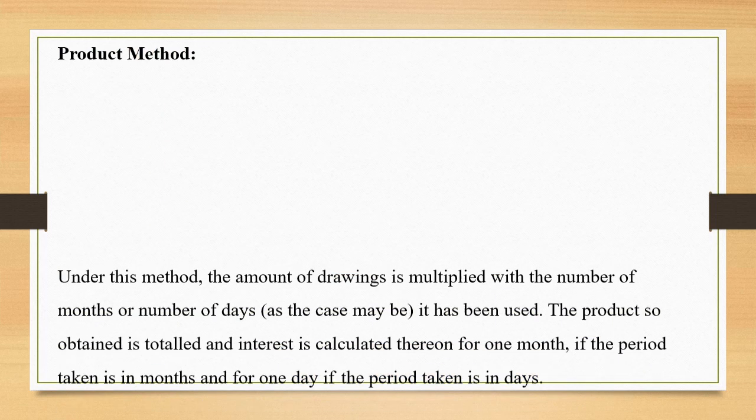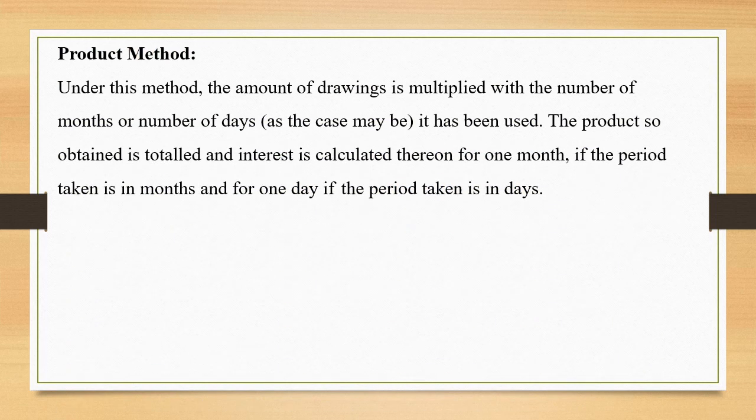Product method. Under this method, the amount of drawings is multiplied with the number of months or number of days, as the case may be. The product so obtained is totaled and interest is calculated thereon for 1 month if the period taken is in months, and for 1 day if the period is taken in days. Very important, please take care. Under the product method, the number of months to be taken is 1 if the calculation is in number of months, and if it is in number of days, then 1 day only.